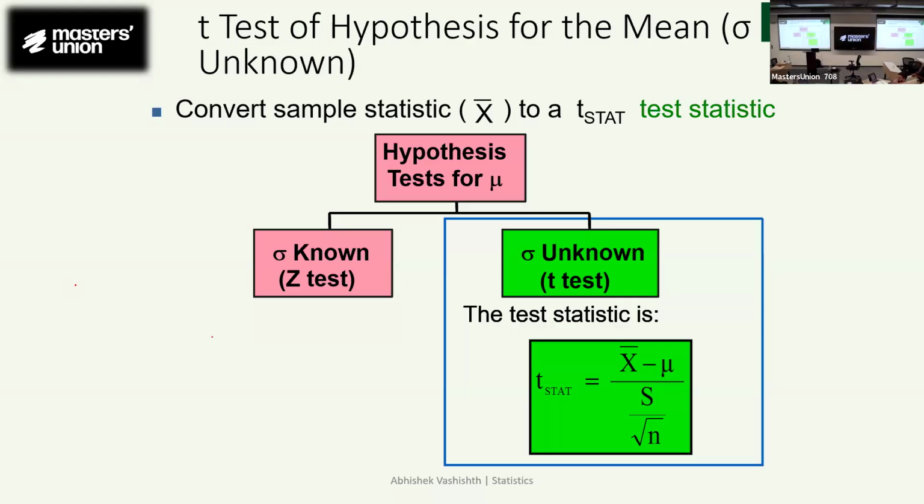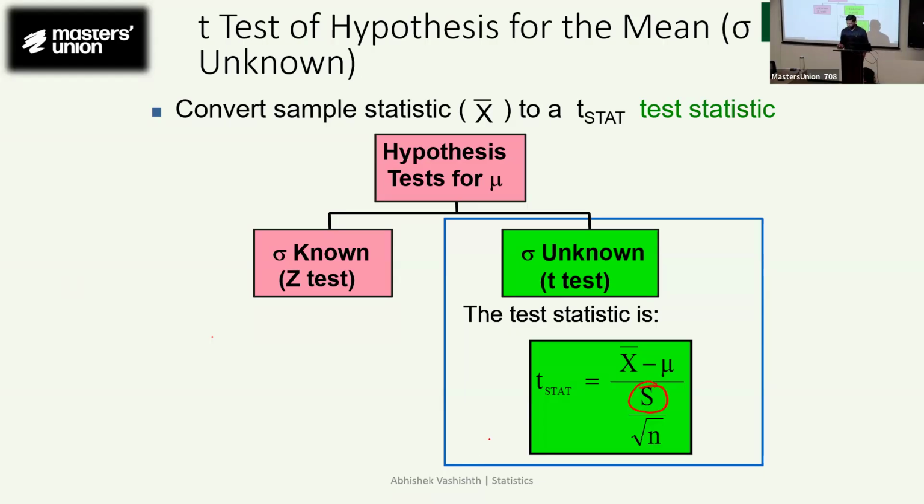Then the question was, if Dyson does not tell us this particular statistic sigma, then what do we do? Then I told you that if they don't tell us, we will get it from the sample. Now we will get it from the sample, and instead of using Z, we will be using T test, and instead of sigma, we will be using S. Nothing else is changing.